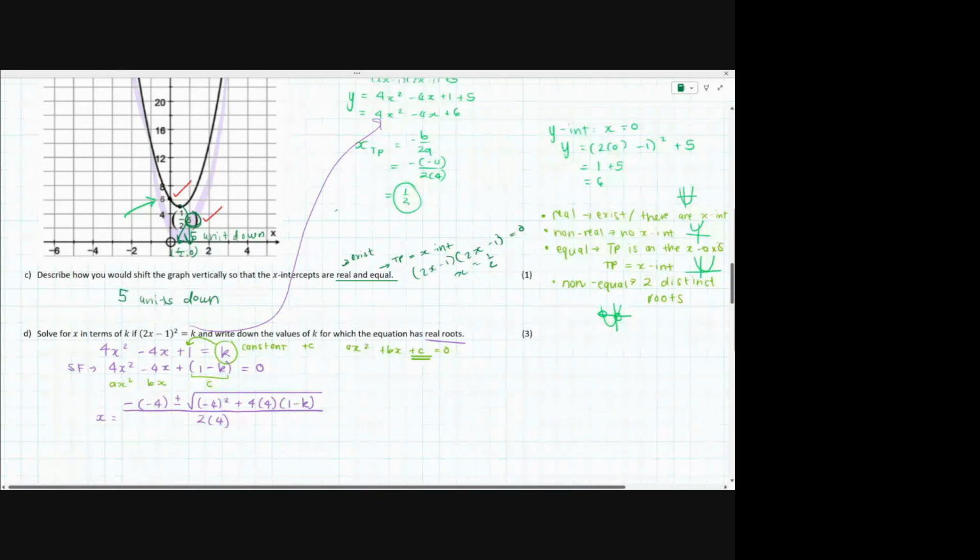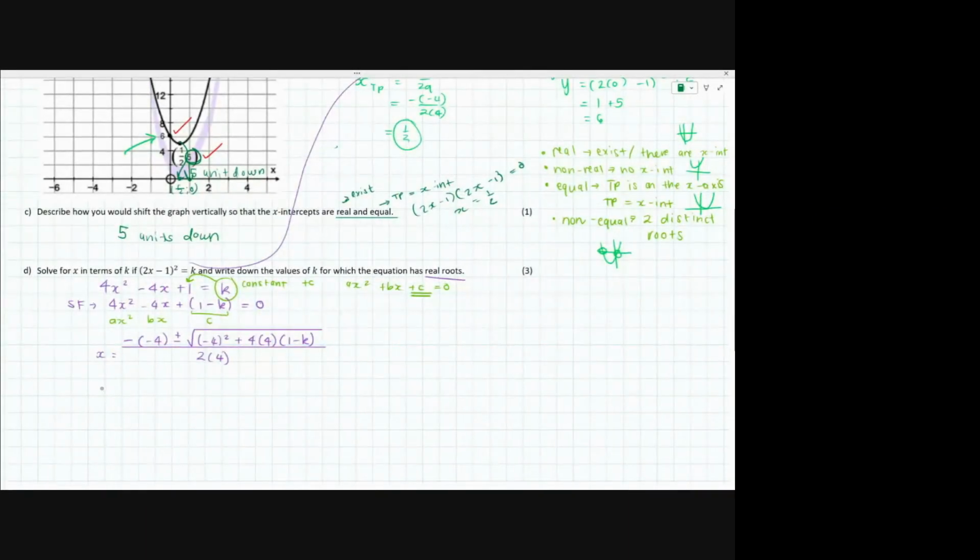And now we can neaten up this whole situation to get a nice simplified expression. Guys, this is just distribution algebra. The negative times the negative is positive 4, plus or minus my square root. I'm going to simplify what's going on underneath there. Negative 4 squared is 16. If I now look at the second term, 4 times 4 is 16, and I will have to distribute that into my bracket (1 minus k). In my denominator, 2 times 4 is 8.